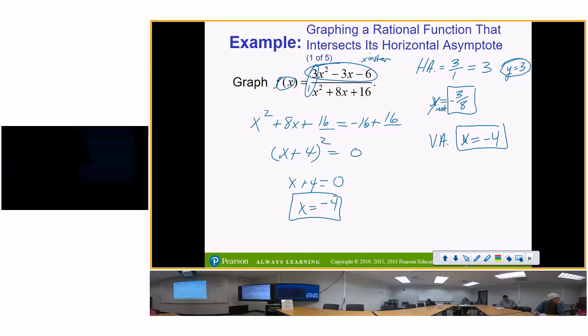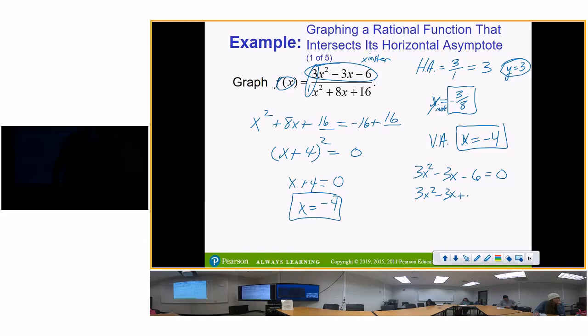So let's find our x intercepts. 3x squared minus 3x minus 6 is equal to 0. 3x squared minus 3x plus blank is equal to 6 plus blank. 3 times x squared minus 1x, positive 3, plus blank is equal to 6 plus 3 times blank. Half of 1 is 1 half. 1 half squared is what? 1 fourth.